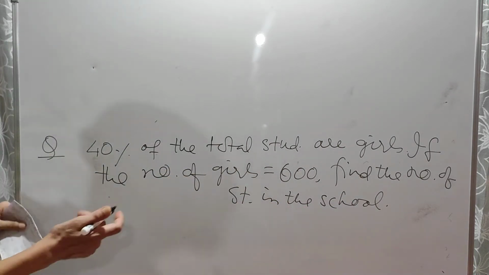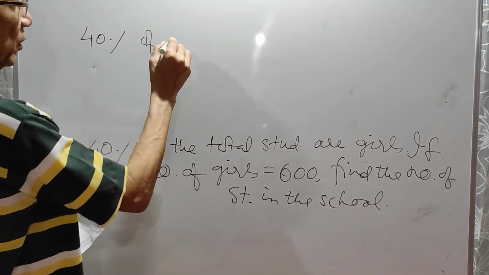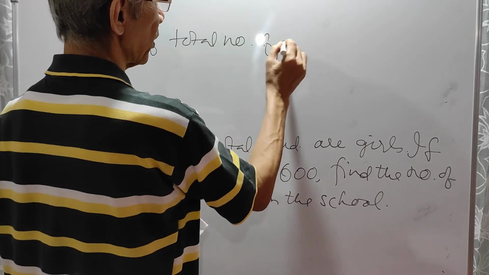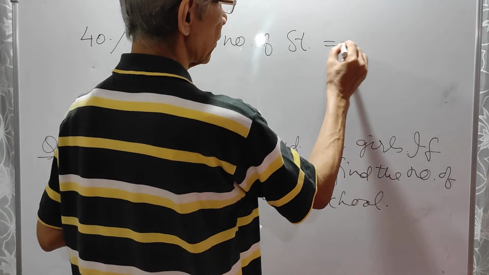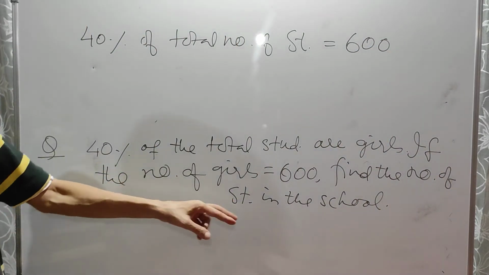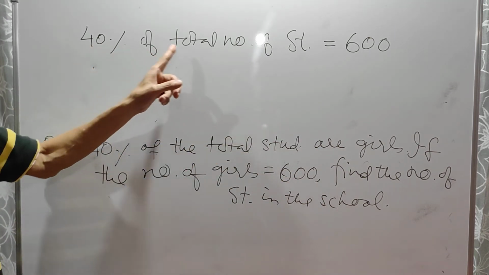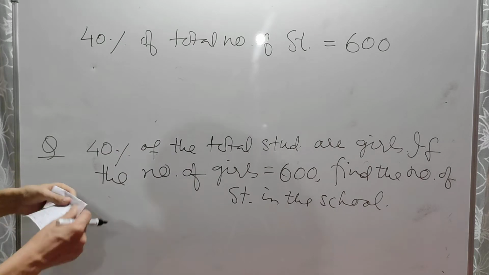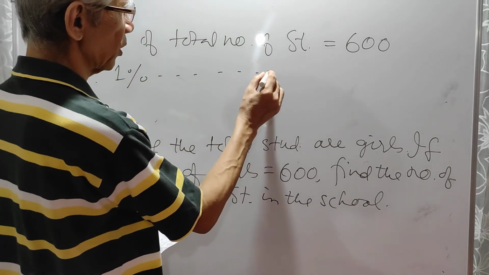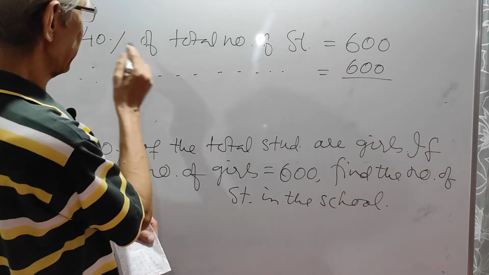Okay. So we do it this way. 40% of the total number of students in the school is equal to 600. So 40% of the total number of students, girls, and how many girls? 600. So 40% of the total number of students is 600. Therefore, 1%, again unitary method, 1% of the total number of students. So right hand number 600 divided by left hand number 40.